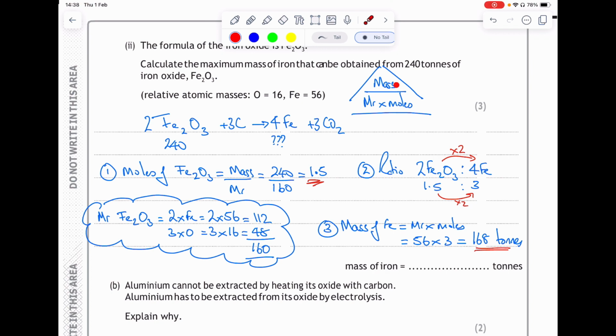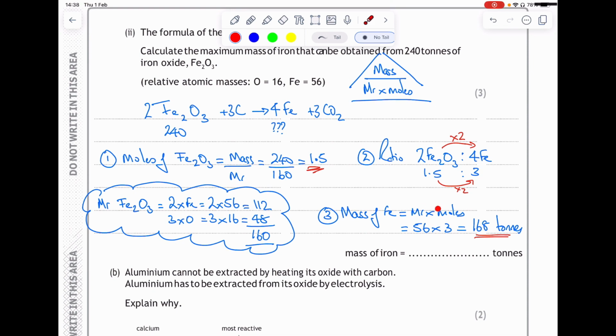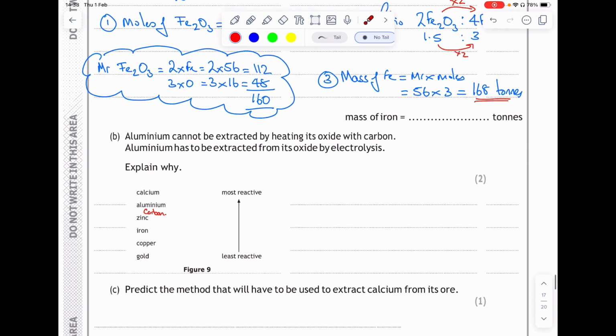So my final step, we're going to find the mass. So the mass is MR times moles. So we come down to here, MR times moles. The MR for iron is 56. We're told that in the question. The number of moles we just worked out is 3. So 56 times 3 is 168 tons.